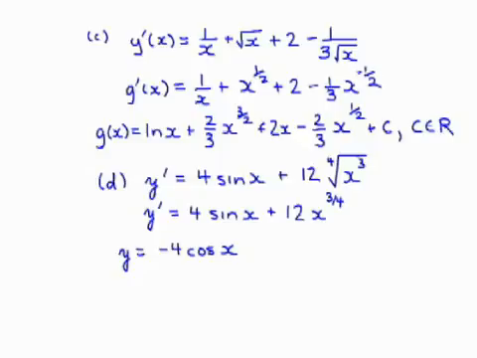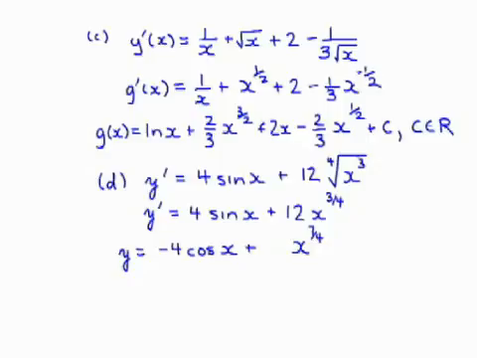So you have to ask yourself, what function would produce a derivative of 4 sine x? It would have to be negative 4 cosine x, because the derivative of cosine x is negative sine x. So negative 4 cosine x would produce the derivative of 4 sine x. Then we add to that our value where we have an x raised now to the 7/4. We found that by taking our old exponent, 3/4, and adding 1 to it.